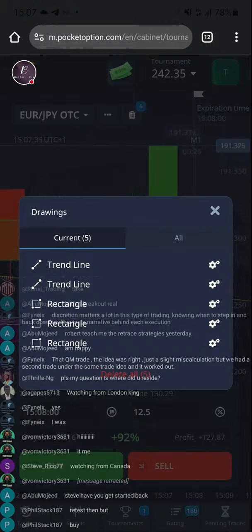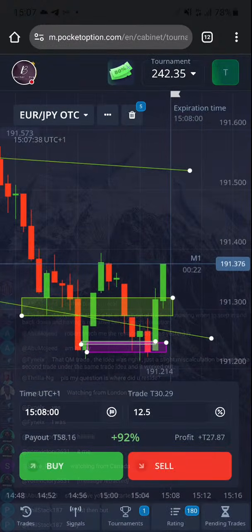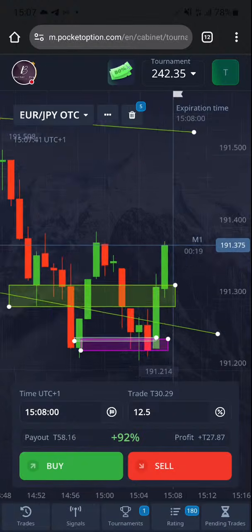Yeah, it's a retest. I wanted to buy, but it's late to buy now. But no problem. It's late to buy now.